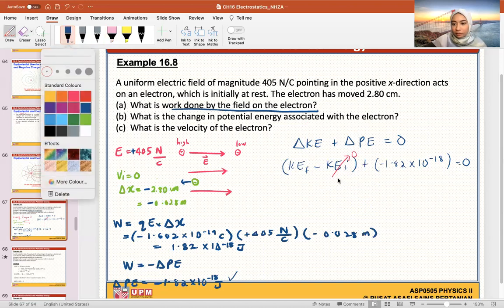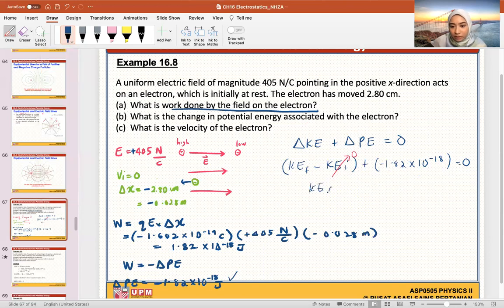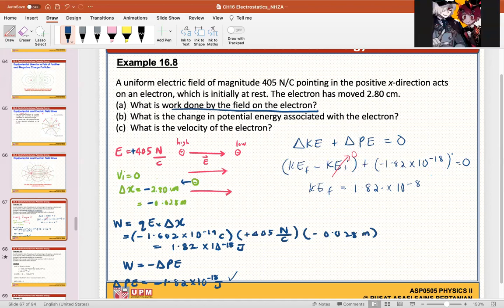Let's use blue again. I'm going to put this on the other side. My KE final is positive 1.82 times 10 to the minus 18. Is this my final answer? Is KE final equal to velocity or not? Is KE final equal to v? No, the answer is no. KE is equal to 1/2 m v final squared, so then you can solve for it.